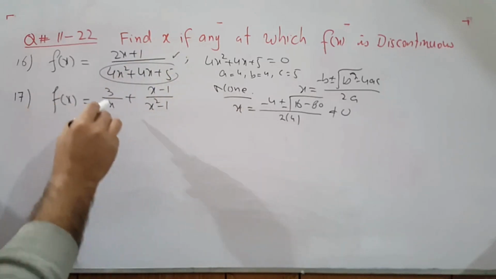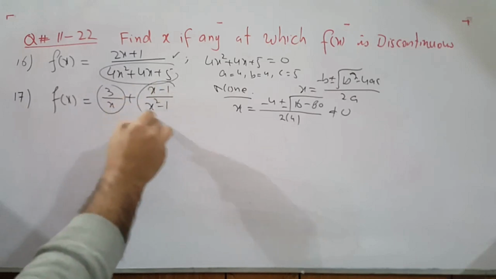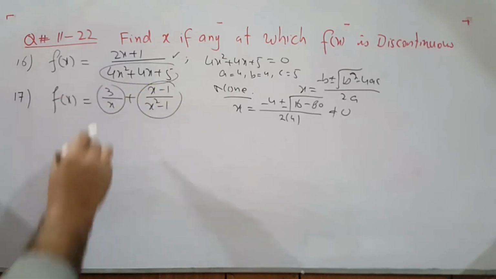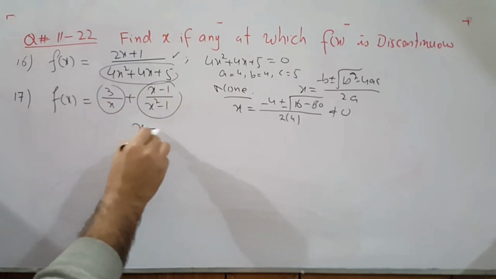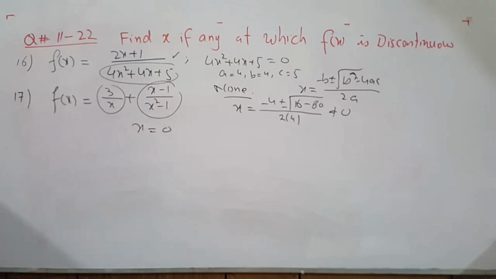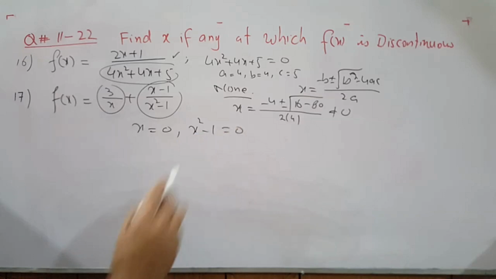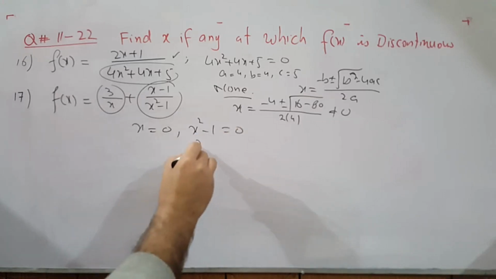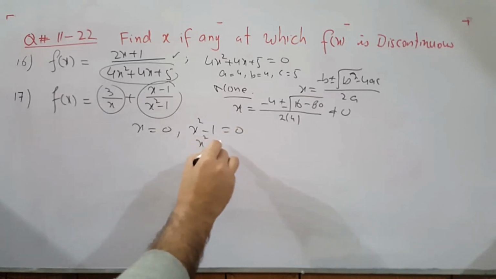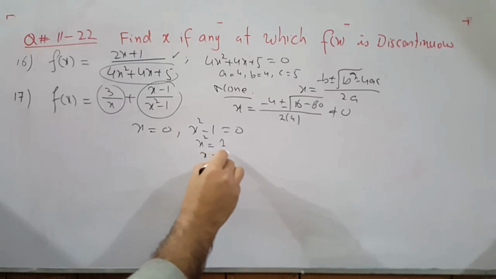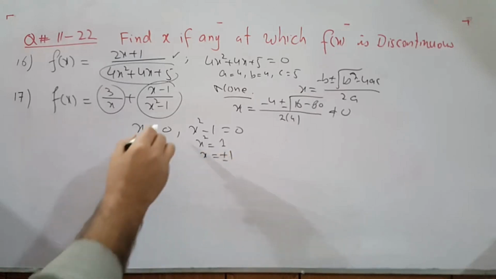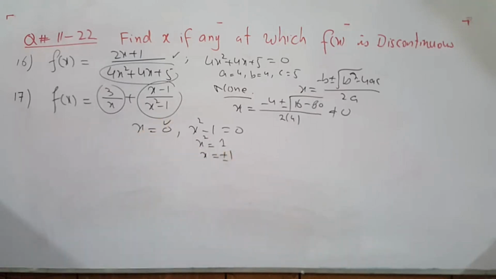In this one, you can see that we have an addition of two functions. So what you can do is, this function is discontinuous at x is equal to 0, and this one is discontinuous where x squared minus 1 is equal to 0, which means x squared is equal to 1 and x is equal to plus minus 1. So you have 3 points, x is equal to 0, x is equal to 1, and x is equal to minus 1 at which this function is discontinuous.